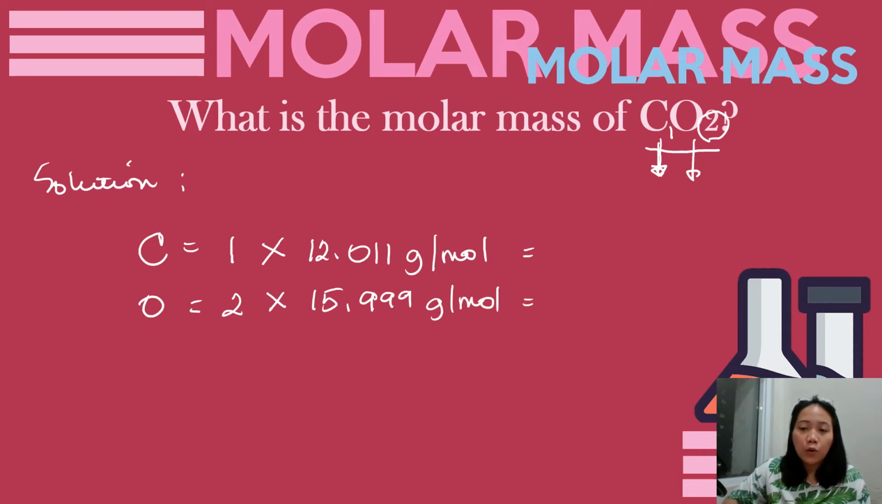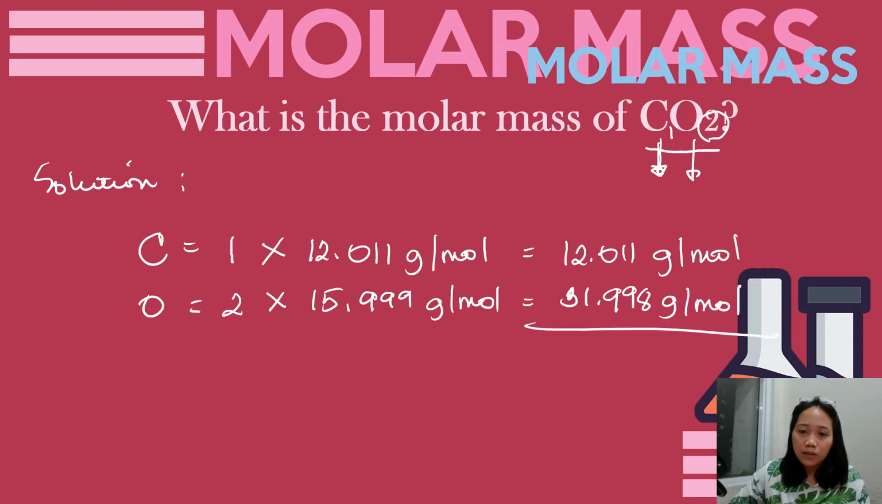The next step is, of course, to obtain the product. So it's 1 times 12.011, that would be 12.011 grams per mole. For oxygen, of course, you need to multiply it by 2 and you will get a product of 31.998 grams per mole. Next step is to add the two values.